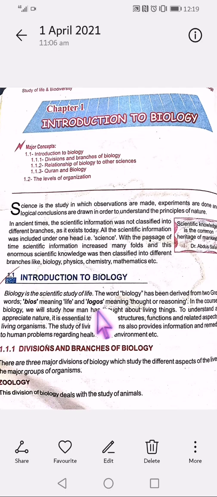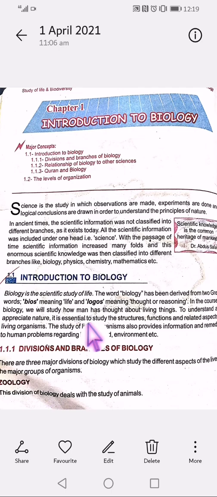Now combine these two words and we will find what biology is: the scientific study of life, the scientific study of living organisms. When we talk about the study of living organisms, we use the word biology. This is the basic definition for biology.